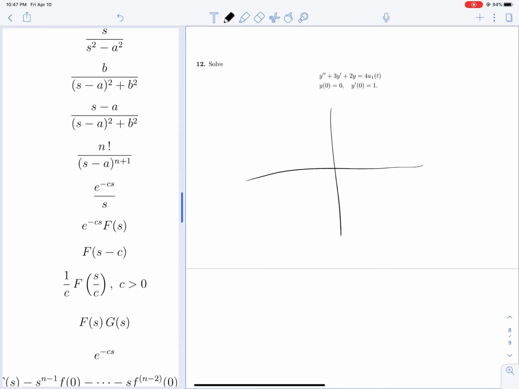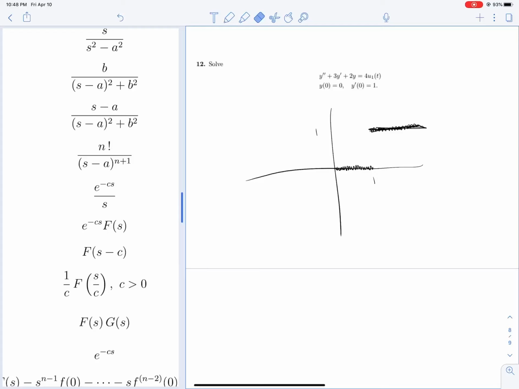In fact, this is the unit step function. What u1 of t will do is, for t between 0 and 1, it will be equal to 0, and then at t equal to 1, it will jump up discontinuously to exactly 1. In this case, we have 4u1 of t, so that would just jump up to 4.